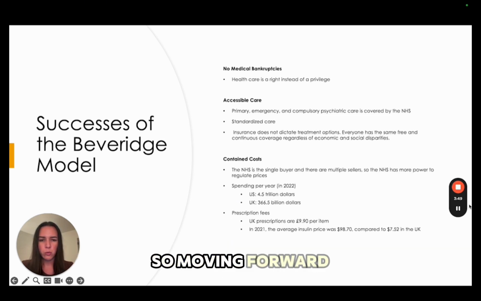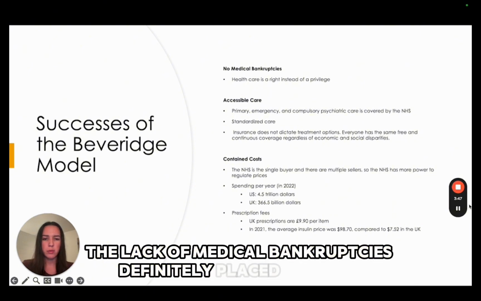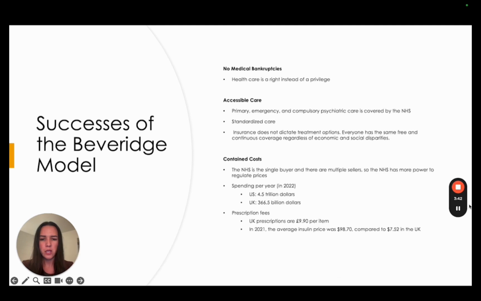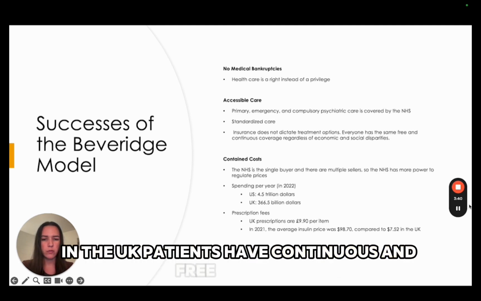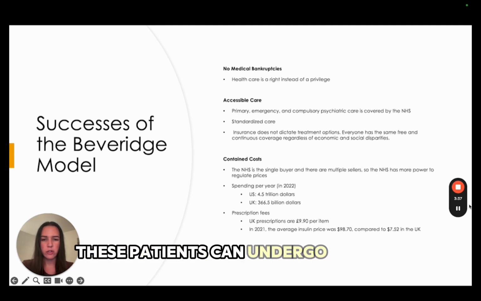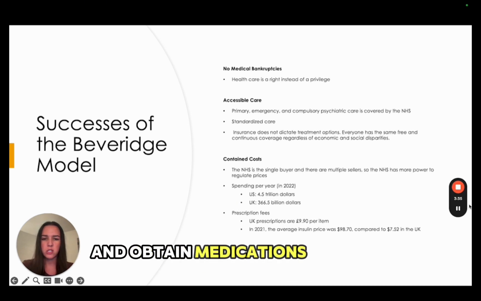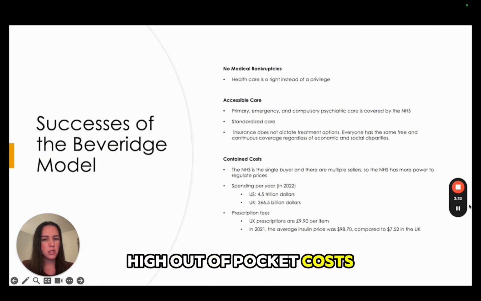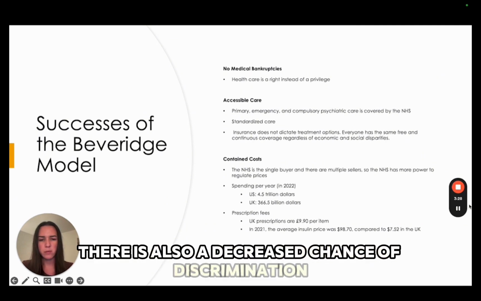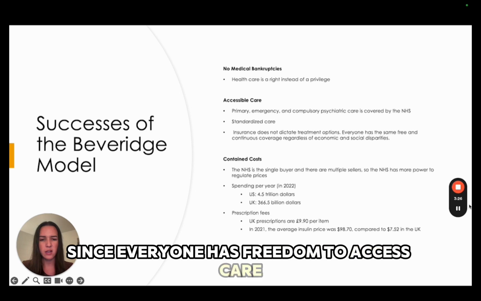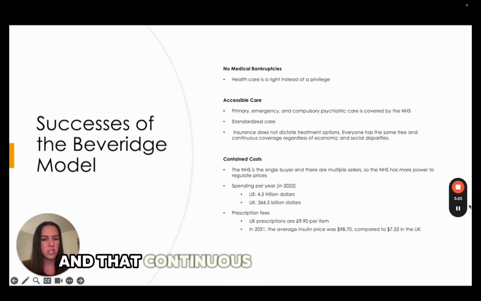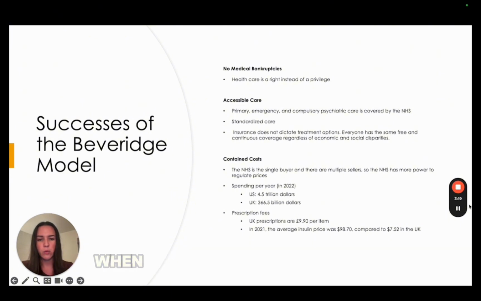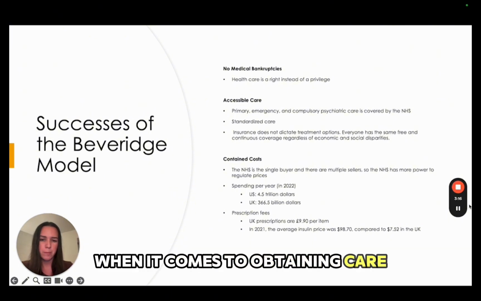So moving forward, the lack of medical bankruptcies definitely plays into this, but another key success of the Beveridge model is accessible care. In the UK, patients have continuous and free coverage. These patients can undergo various treatment options and obtain medications without worrying about associated high out-of-pocket costs. There's also a decreased chance of discrimination since everyone has freedom to access care as long as they are a citizen, and that continuous and free coverage contributes to mitigating social and economic disparities when it comes to obtaining care.